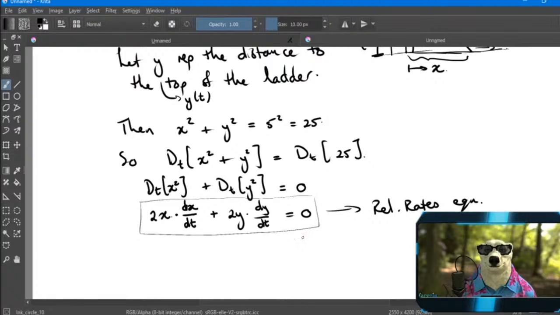Now I like to look back at the question and say, okay, what did I know? What was I given? Because I can only have one unknown in this equation.